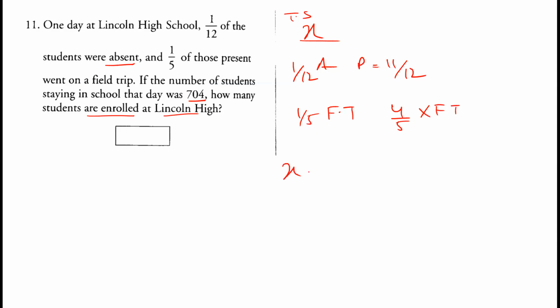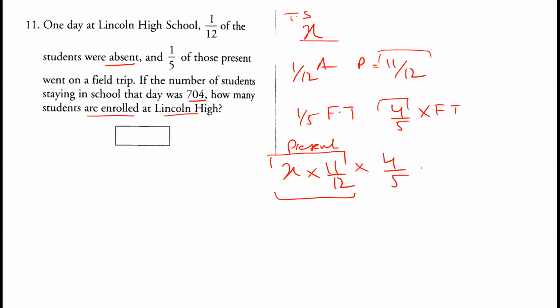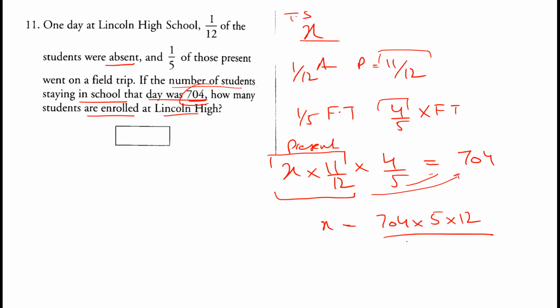So X is the total number of students. On that particular day, 11 by 12 were present, and out of the students that were present, 4/5 were actually in school. So this total number equals 704. So X times 11/12 times 4/5 equals 704. Now the 5 and 12 become the numerator, multiplied by 5 and 12, whole divided by 11 and 4. So 4 ones are 4, 4 threes are 12.